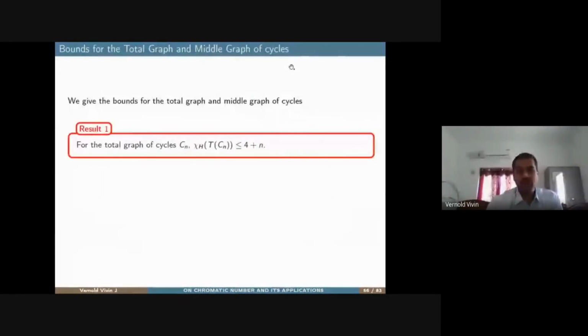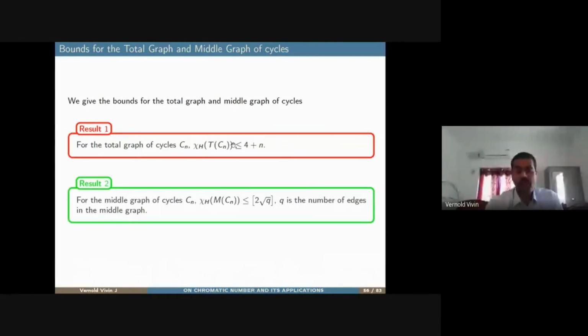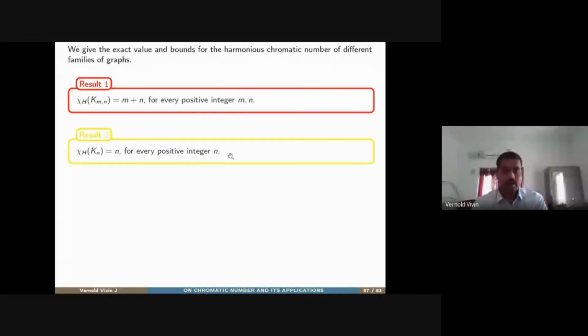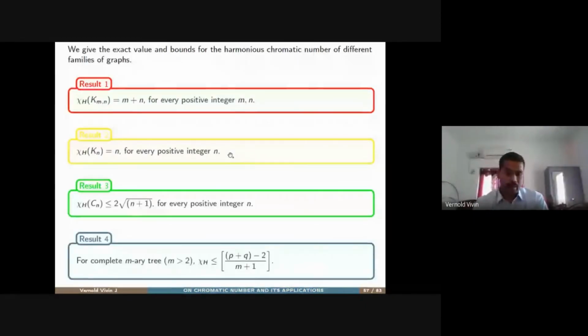Next, what are the bounds which we have obtained for the harmonious chromatic number? For the total graph of a cycle, we have chi h of T of Cn less than or equal to 4 plus n. Similarly, for the middle graph of cycles, the harmonious chromatic number of M of Cn will be less than or equal to 2 times root q. Here q represents the number of edges in the middle graph. Next, another bound: the chromatic number of Mn will be equal to m plus n. The other bounds I will just move on from. I think I have taken a lot of time.